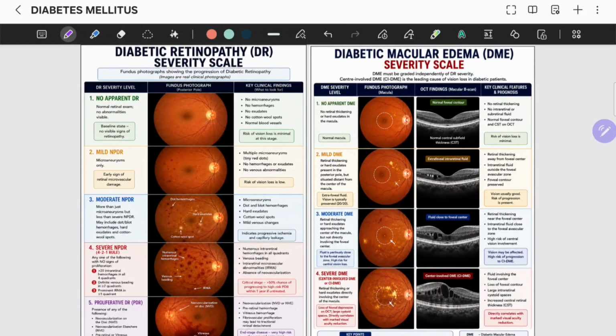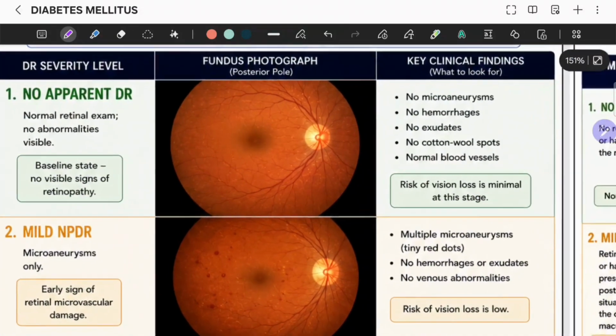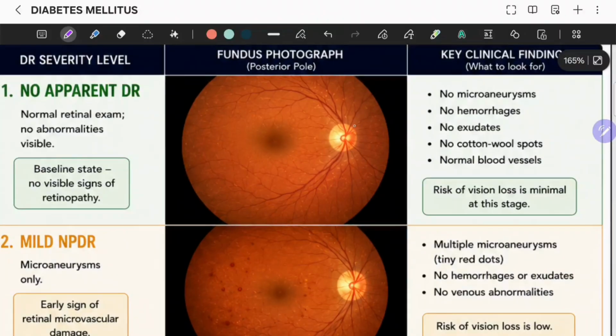Now coming to the same thing, we will see fundus images. See, this is a normal fundus. This is the optic disc, and this is the macula, and these are the arteries. The thin ones are the arteries, and these are the veins. These are two veins. This is the normal fundus.